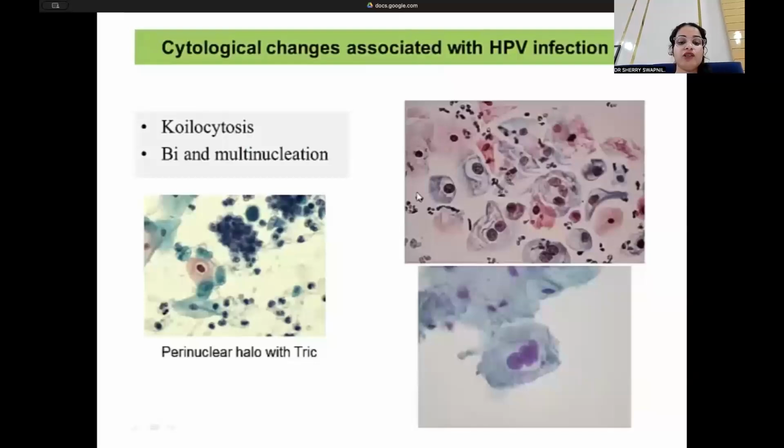Now we'll be seeing cytological changes associated with HPV infection. This is the perinuclear halo or the clearing, and then binucleation, multinucleation can be there. Pseudo perinuclear halo can be seen in case of trichomonal infection or candidiasis, or in case of glycogenation or navicular cells that we have seen earlier. So it is important to differentiate between these two, because if you find these koilocytic changes or cytopathic changes of HPV infection, it is very important to look for the LSIL cells and to go for HPV. Next slide, please.